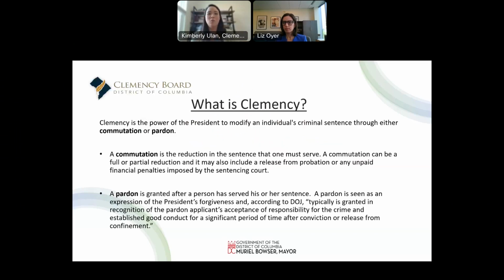So what is clemency? As Ms. Oyer has talked about, a commutation is a reduction in sentence, and a pardon would be more of a forgiveness. Both of those in the District of Columbia are handled by the DOJ Pardon Attorney's Office and decided by the president, so not by the mayor.